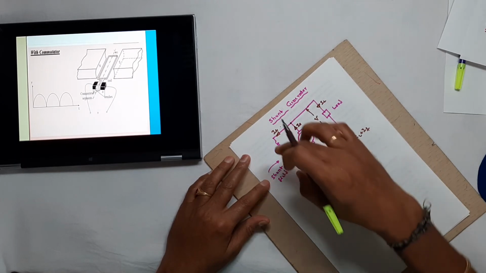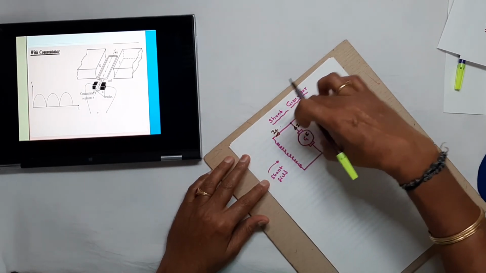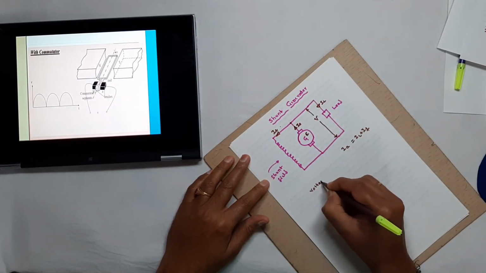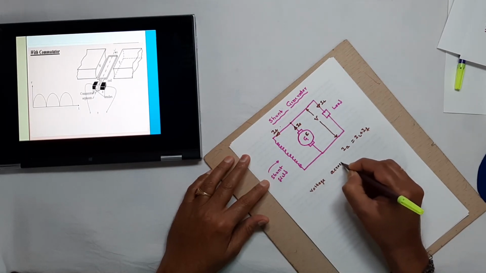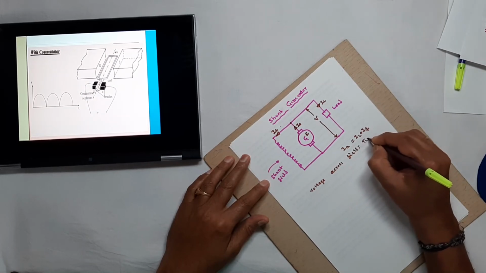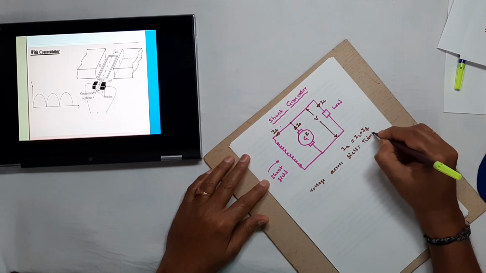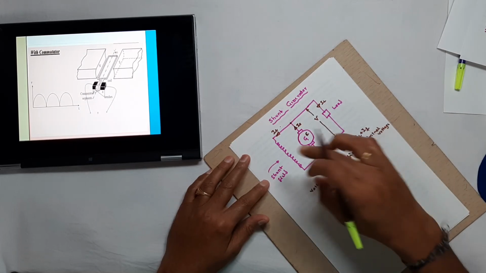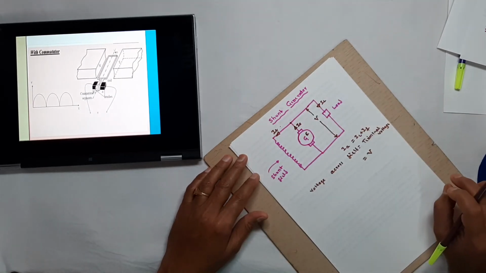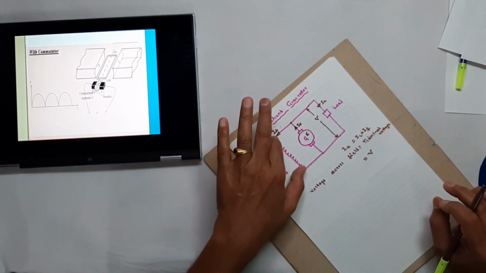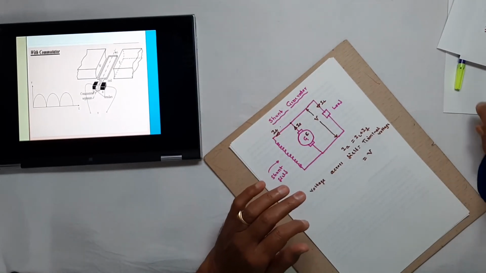Then the voltage across the shunt field winding is the same as the voltage across the load. That is, voltage across field is equal to terminal voltage, that is equal to V. It means the voltage across the field remains the same. That is why you call it a shunt generator, because the field winding is connected across the armature.